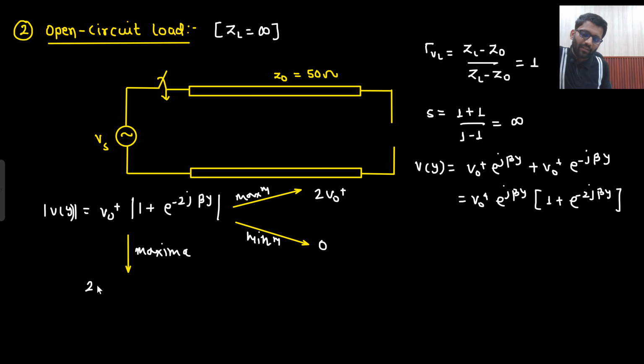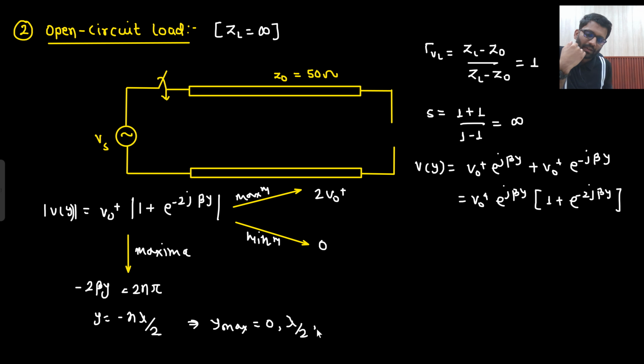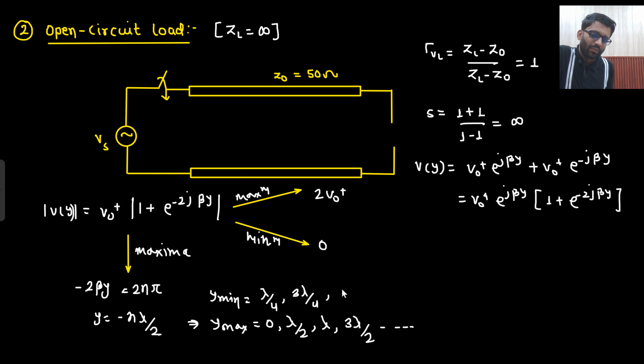So how will I find that? My minus 2 beta y for maxima should be 0, 2 pi, in that manner, so 2 n pi. So y is equal to minus n lambda by 2. So from here you can put in the values. What you are going to get is y maxima at 0, lambda by 2, lambda, 3 lambda by 2, and so on. So this is your maxima. From here, what will be your minima? Minima cannot start from minus lambda by 4, so it has to start from plus lambda by 4. So lambda by 4, 3 lambda by 4, 5 lambda by 4, in this manner.